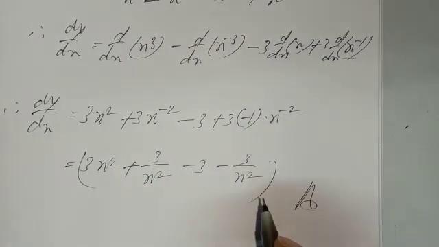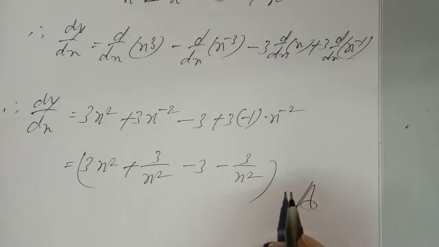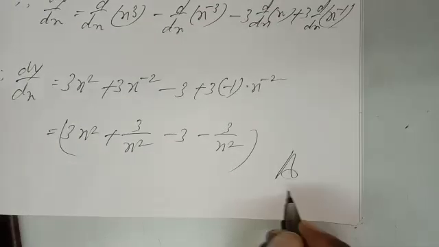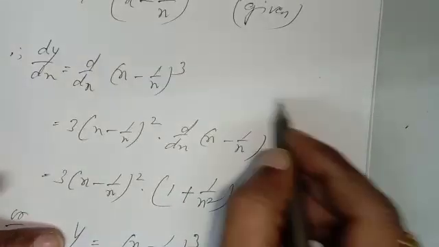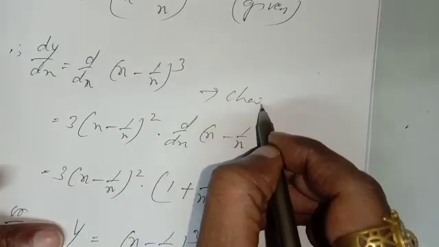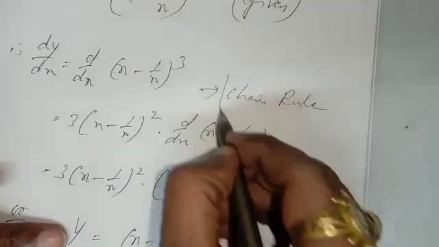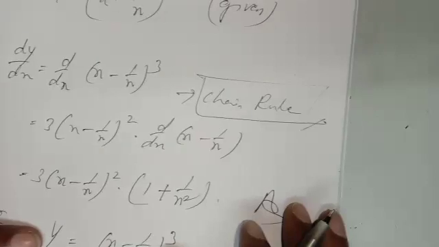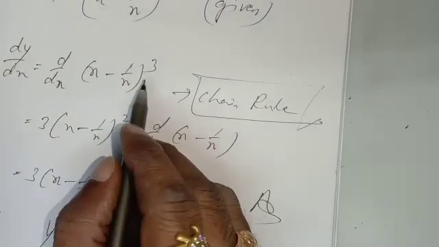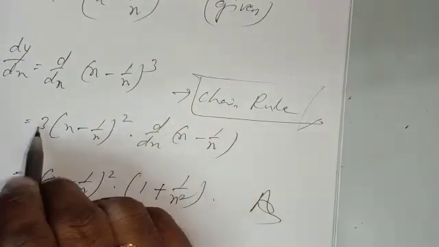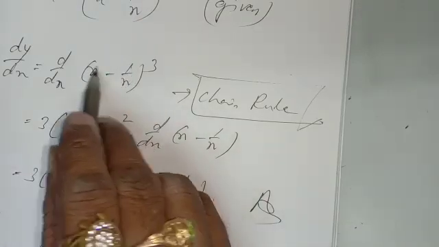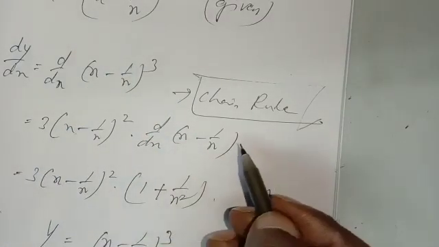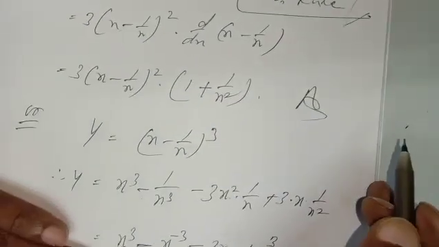In two ways I have explained. I think the first one is easier if you apply the chain rule. This one is by the help of chain rule. Okay. By applying chain rule means first you have to apply the formula for cube, that is 3 whole into x minus 1 by x whole square. Again you have to apply the inside derivative of x minus 1 by x. This is called chain rule. I hope it is clear for you.